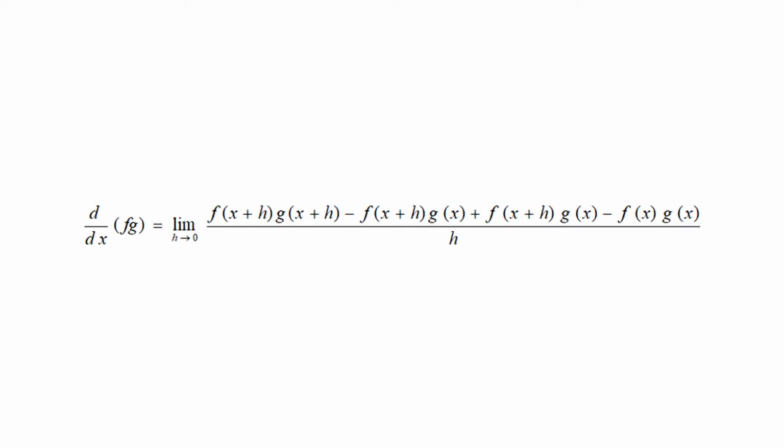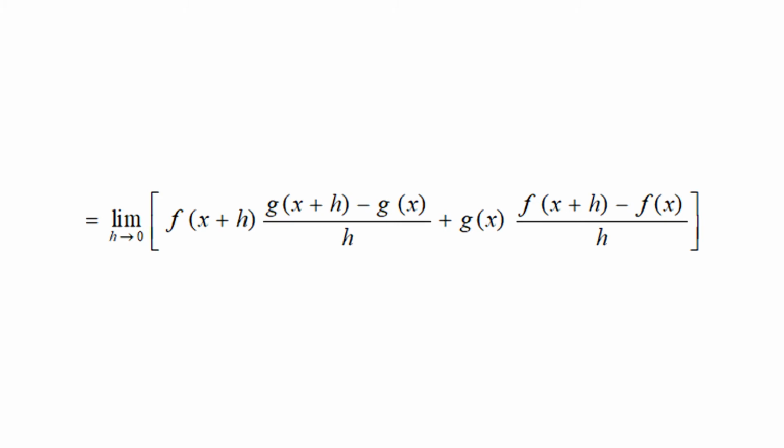Then d/dx of fg equals the limit of [f(x+h) g(x+h) minus f(x+h) g(x) plus f(x+h) g(x) minus f(x) g(x)] over h as h approaches 0, which is equal to the limit of f(x+h) times [g(x+h) minus g(x)] over h plus g(x) times [f(x+h) minus f(x)] over h as h approaches 0.